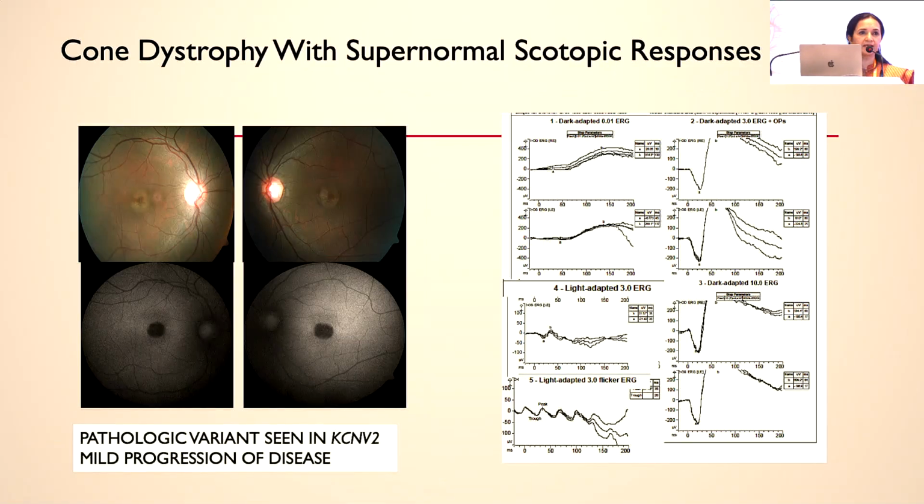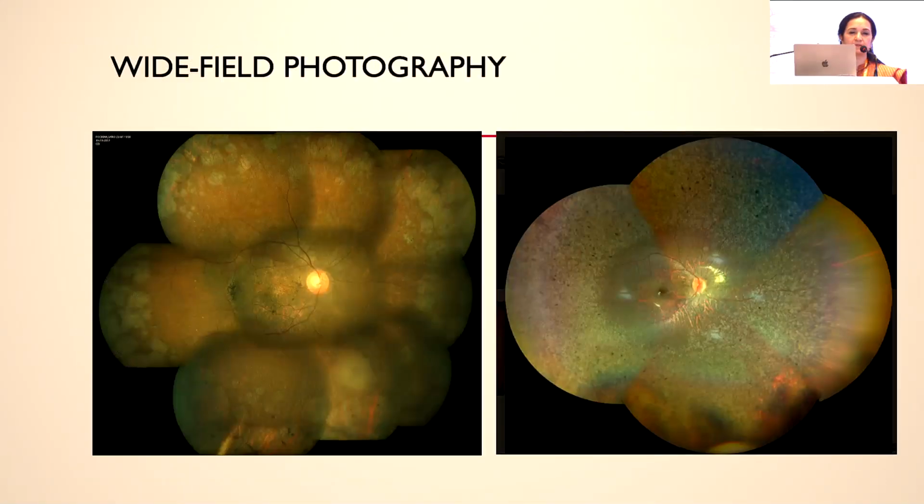Second, a very diagnostic ERG is subnormal or non-recordable photopic responses with supernormal combined responses. So no photopic response, supernormal scotopic happens only in KCNB2. So these couple of things you must keep in mind.